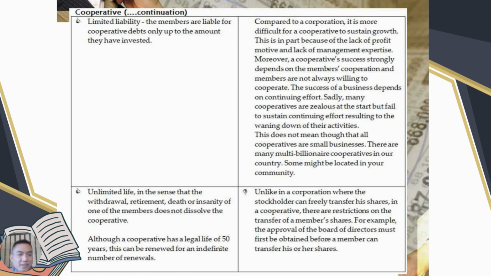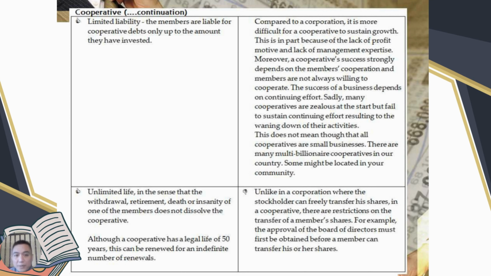Let us continue again with the different advantages and disadvantages of a cooperative. Limited liability: the members are liable for the cooperative's debts only up to the amount they have invested. Unlimited life, in the sense that the withdrawal, retirement, death, or insanity of one of the members does not dissolve the cooperative. Although a cooperative has a legal life of 50 years, this can be renewed for an indefinite number of renewals. For the disadvantages, compared to a corporation, it is more difficult for a cooperative to sustain growth.